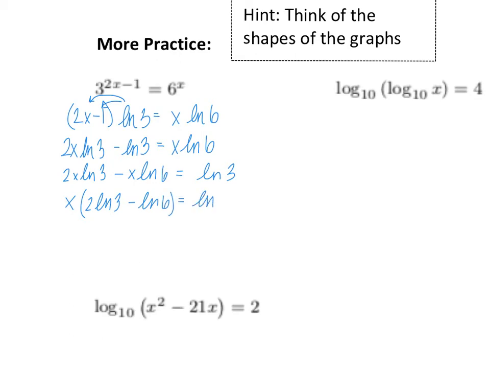Isn't it just fun to write ln? Do you see how fun that is? Oh, gotta love it. Then you're going to do your division to undo the multiplication. This would be your exact answer. And then we are confident to use our calculator because we're going to close our parentheses, and you should get about 2.71.